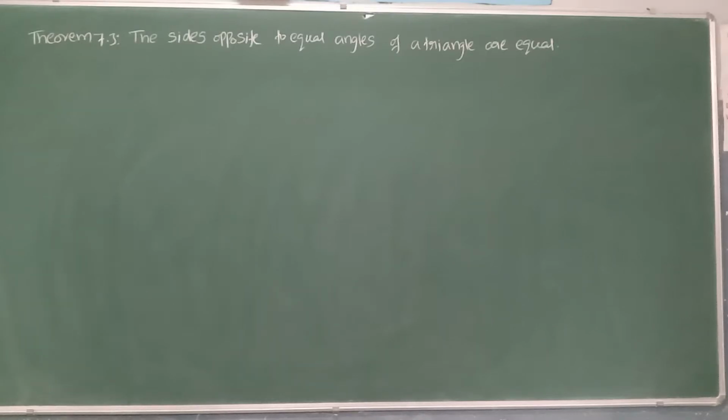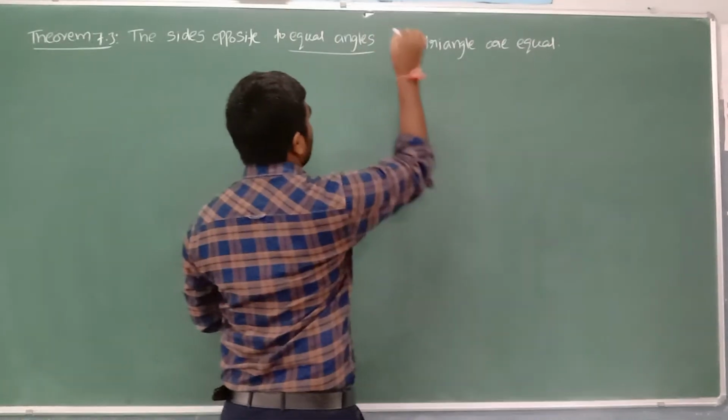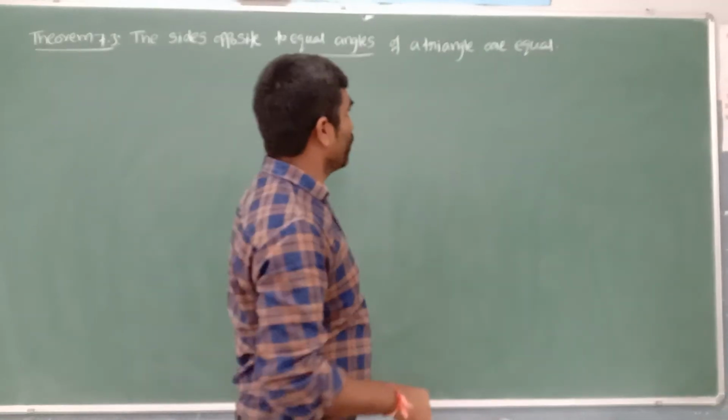Yes. Okay, children, we'll see one more theorem. Number 7.3. The sides opposite to equal angles. Here the angles are equal, it seems. Sides opposite to equal angles of a triangle are equal.